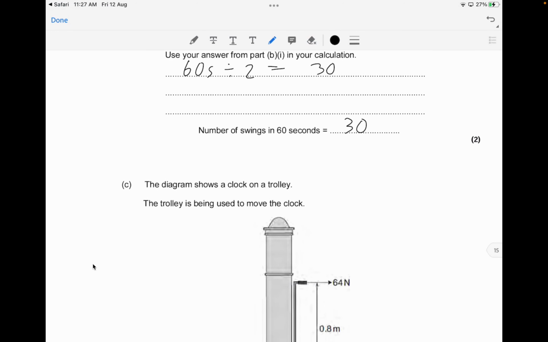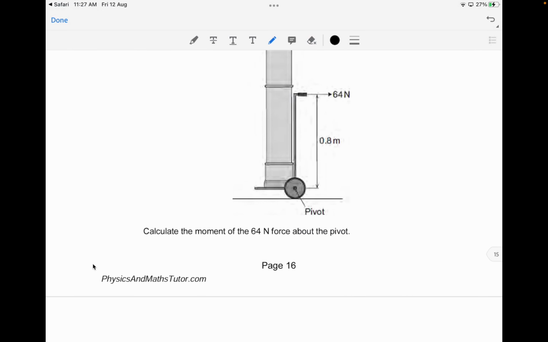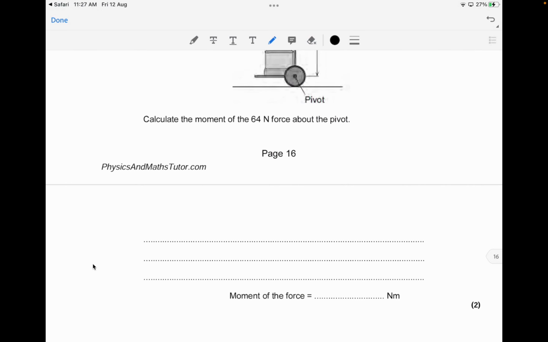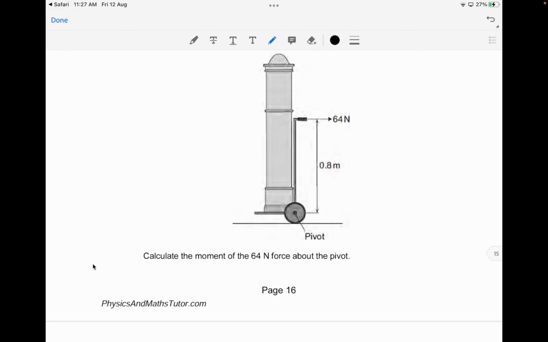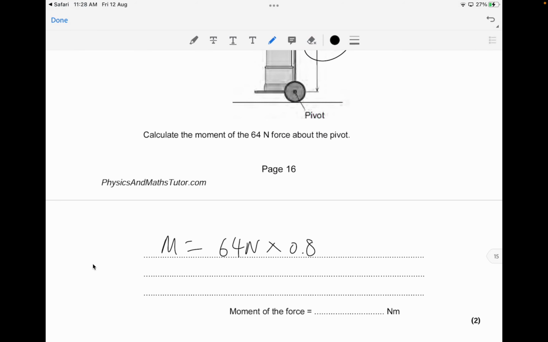The next question states that the diagram shows a clock on a trolley. The trolley has been used to move the clock. Calculate the moment of the 64 Newton force about the pivot. So moment is equal to the force, 64 newtons, times the distance, roughly about 0.8 meters. We're going to leave it as Newton meters. So 64 times 0.8 gives you roughly about 51.2 Newton meters.